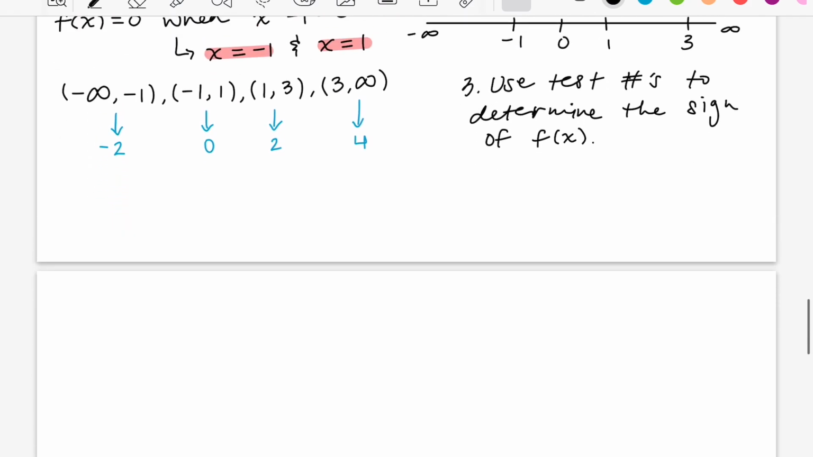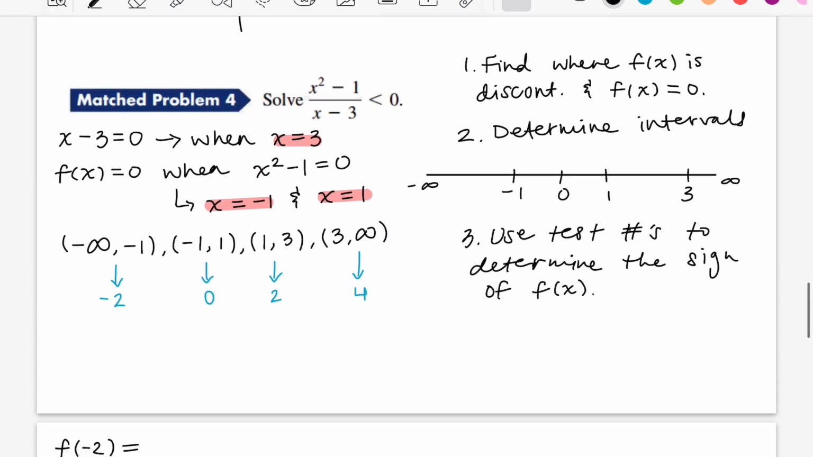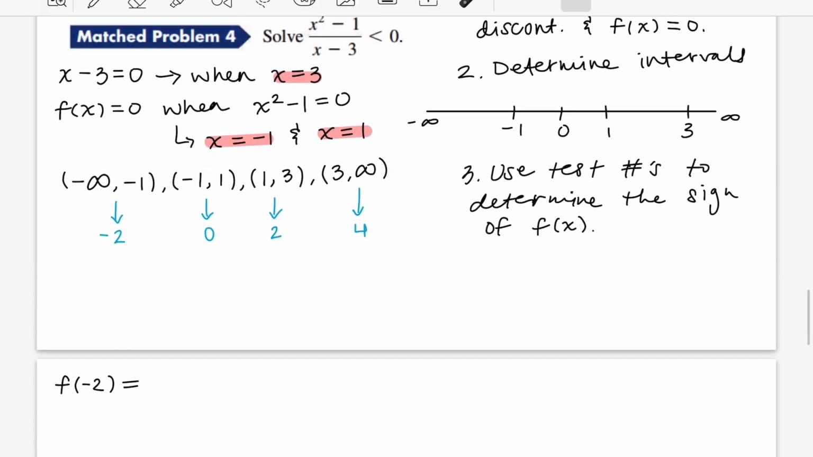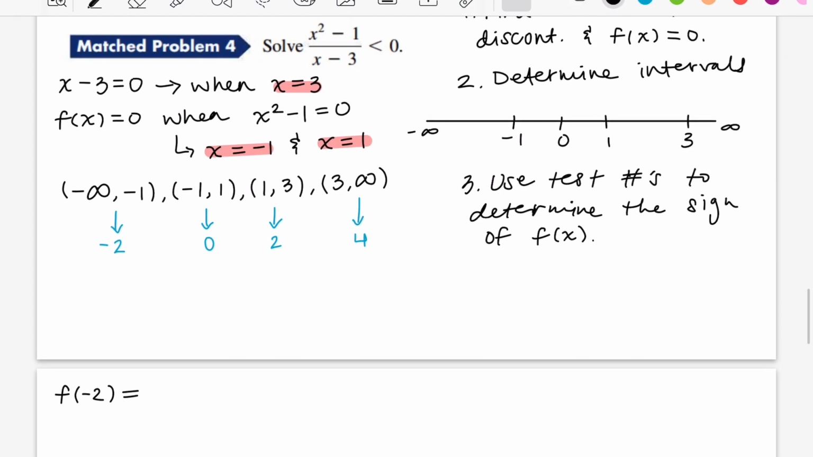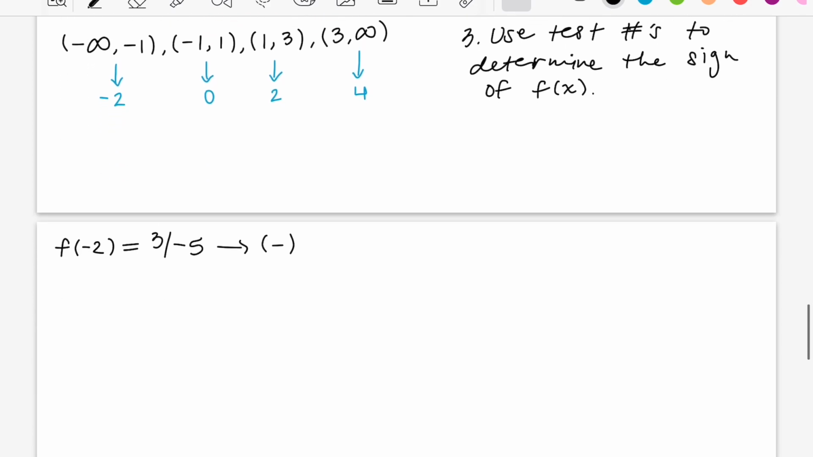So using our test numbers, we're going to plug them into our function. So f of -2, plugging it into here, we get -2 squared, which is 4 minus 1, so we get 3 on the top, and then we get -2 minus 3, so -5 on the bottom. And we don't actually need to find the exact number. All we're looking at here is the sign. So this will be negative.